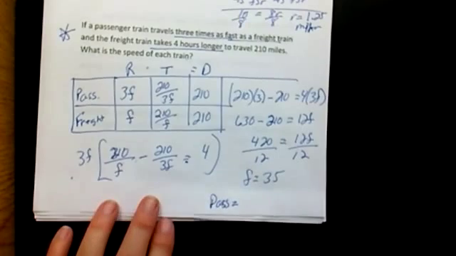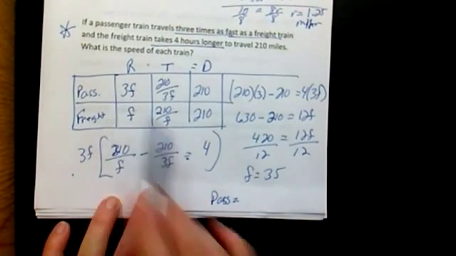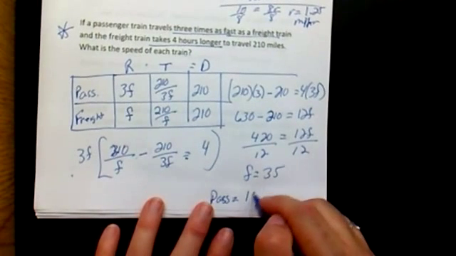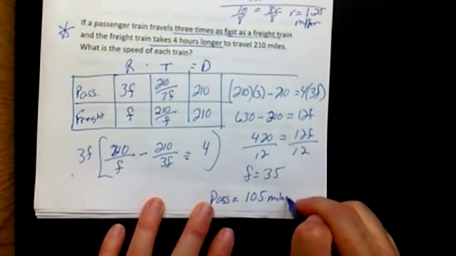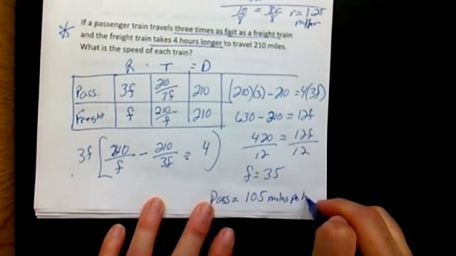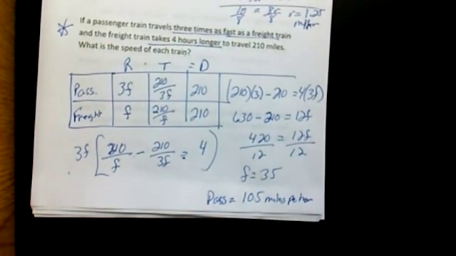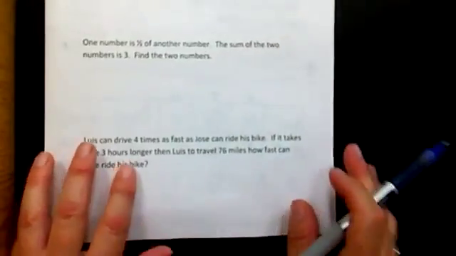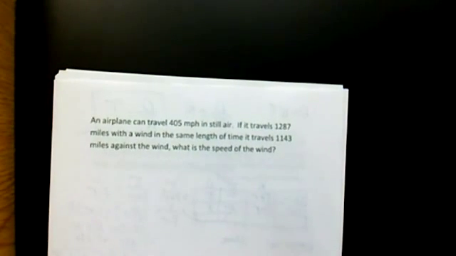I guess we ended up solving it. So the passenger train is 3 times 35. Yep, 105. So that's my 2 speeds. So I'd have to go through and end up figuring out what those would be. Questions with this one? Again, it's just going through and figuring out what ones go where with what you have.